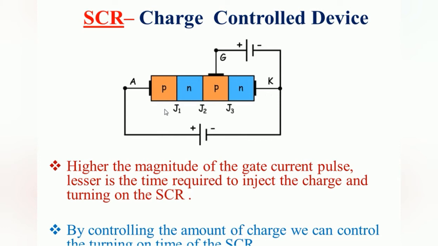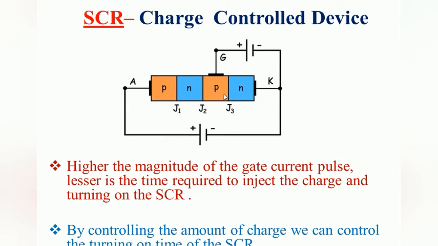Okay, so in that SCR there are 3 terminals: anode, cathode and gate. At the time of operation of SCR, initially we want to forward bias the anode and cathode. So after forward biasing the anode and cathode, we want to apply the gate voltage. Then only we are getting the output. Without a gate voltage, we can't get any output across the SCR.